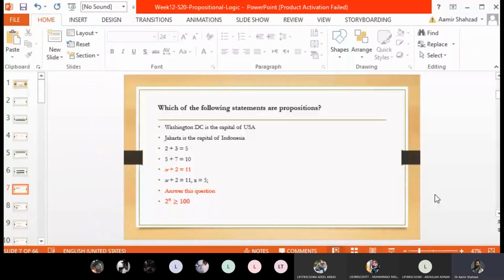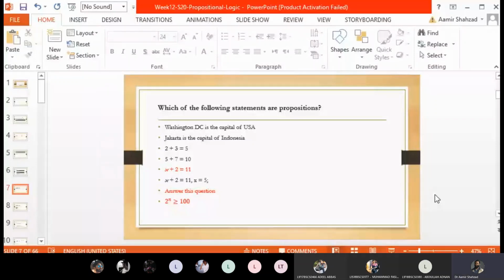2 plus 3 is equal to 5. So we can say this is true. So it's a proposition. 5 plus 7 is equal to 10. 5 plus 7 is actually not equal to 10. It's 12. So this is false. Yeah, but the answer is true or false. The answer is false. So this is a proposition. It's a false proposition, but it is a proposition. So 5 plus 7 is equal to 10 is a proposition.